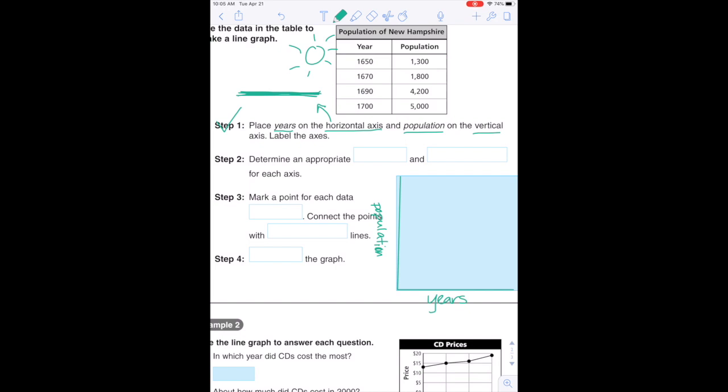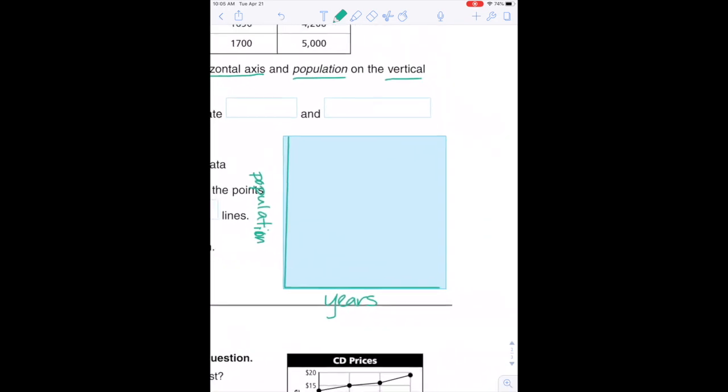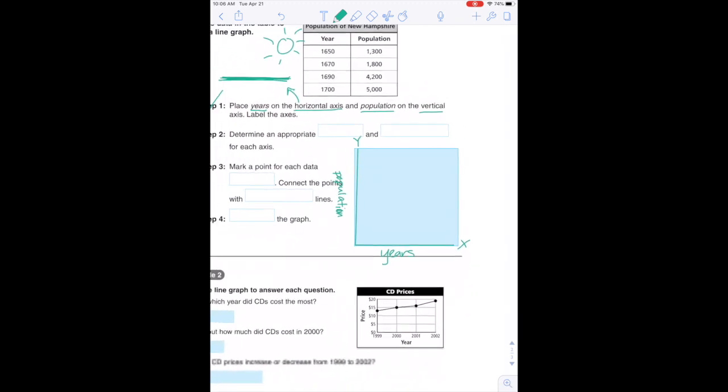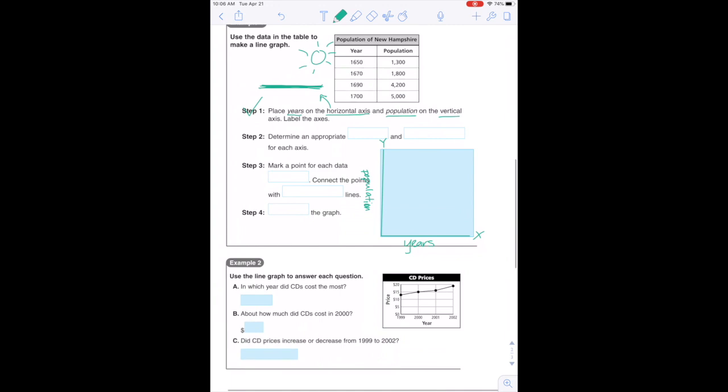The other thing you're going to hear Ms. Kalkbrenner say a lot, and we're going to work on this week, is that the bottom one, the horizontal, is called the x-axis, and the tall one, the up and down one, is called the y-axis. Okay, so you're going to hear that a lot with Ms. Kalkbrenner this week, the x and the y-axis.